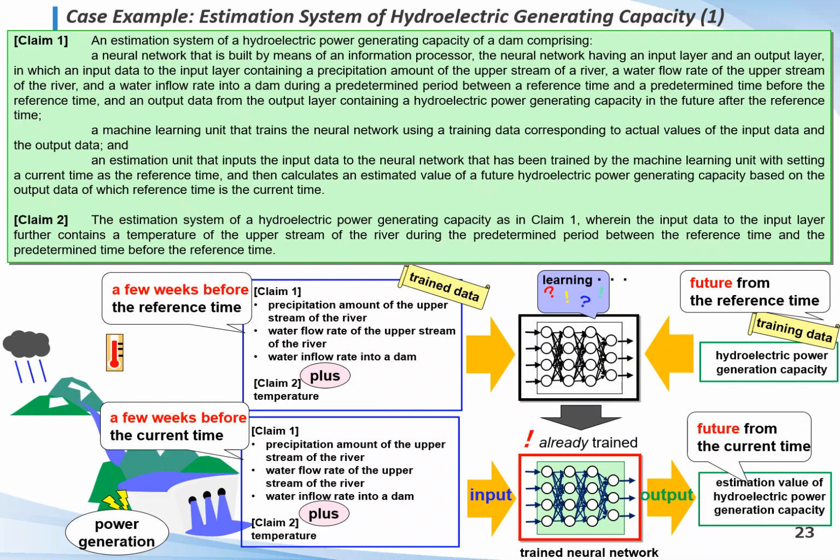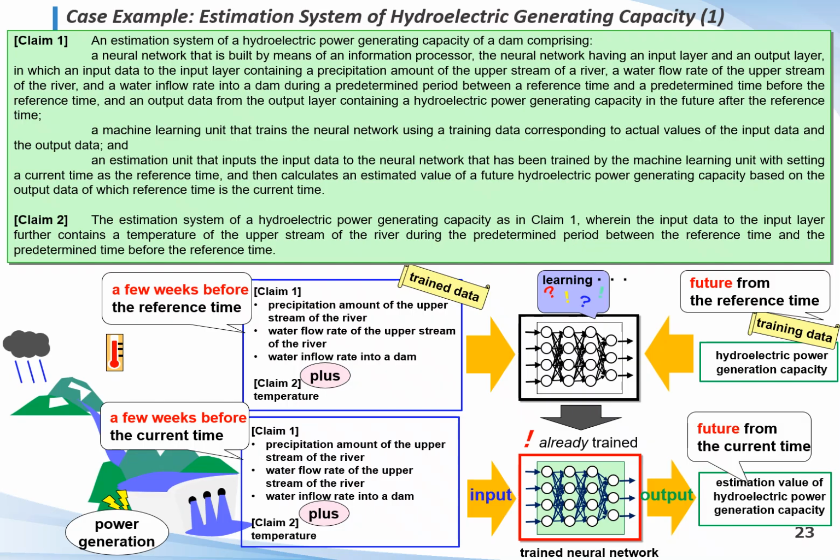The system comprises the neural network having an input layer and an output layer, in which an input data to the input layer containing a precipitation amount of the upper stream of a river, a water flow rate of the upper stream of the river, and a water inflow rate into a dam during a predetermined period between a reference time and a predetermined time before the reference time, and an output data from the output layer containing a hydroelectric power generating capacity in the future after the reference time.